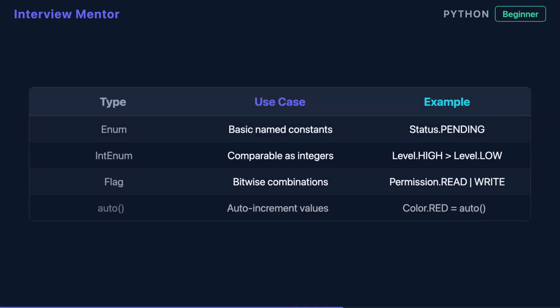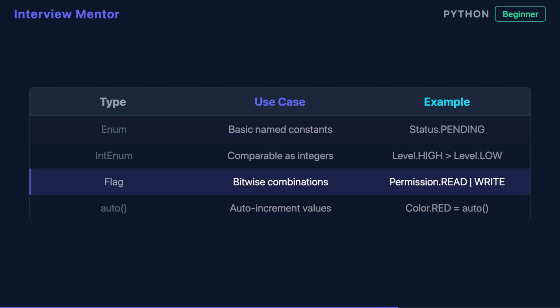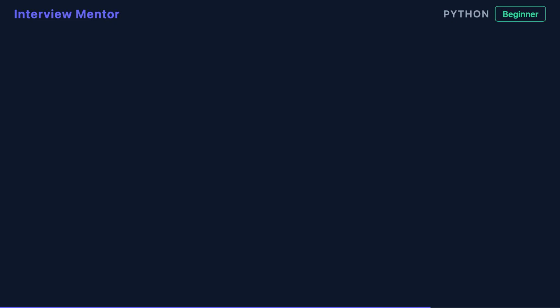Python offers specialized enum types beyond the basic Enum. IntEnum creates members that behave like integers for comparisons. Flag and IntFlag support bitwise operations for combining values. And the auto function generates sequential values automatically, so you don't have to number them manually. Choose the variant that fits your use case.